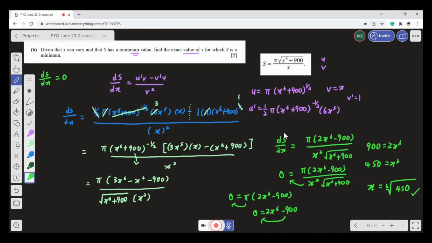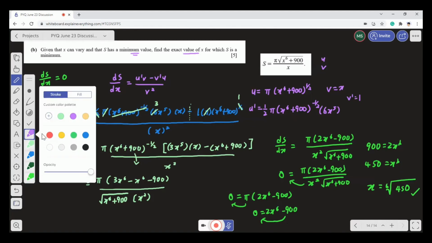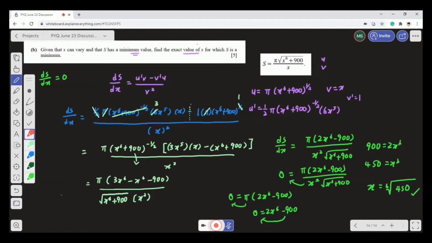Can we convert it to bracket 450 over 1/6? Yes, but because the question said exact value, please don't use calculator. Leave your answer this way. Better write this one. Exact value.